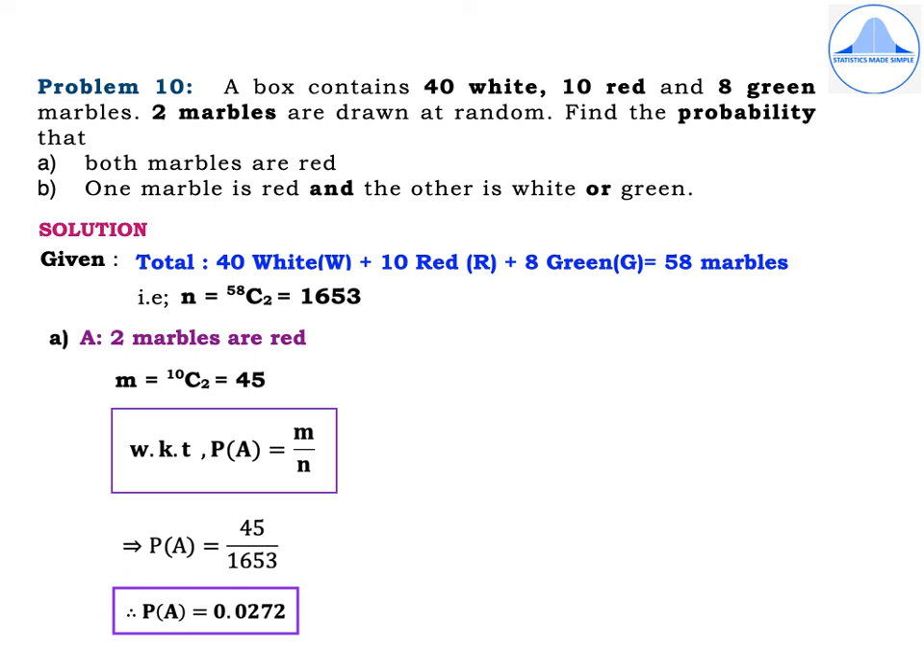Start with the first subdivision A. Define event A as 2 marbles are red. So M is equal to, there are 10 red and you have to pick 2. So it is equal to 10C2, which is equal to 45. Then write the formula. We know that P of A is M by N, which implies P of A is 45 by 1653. Therefore, P of A is 0.0272.